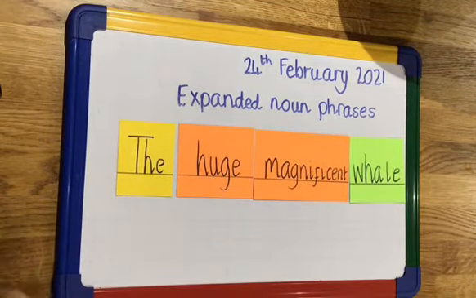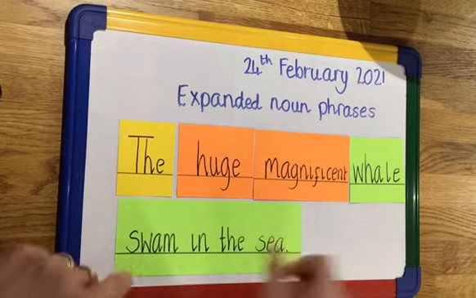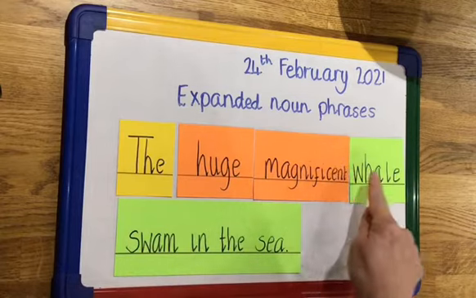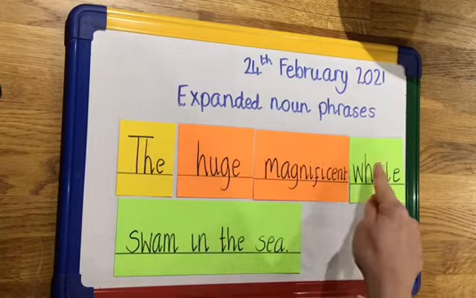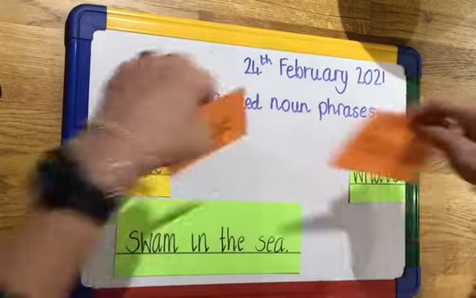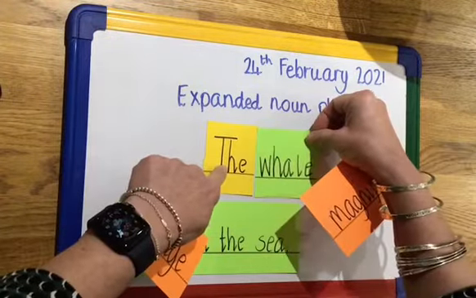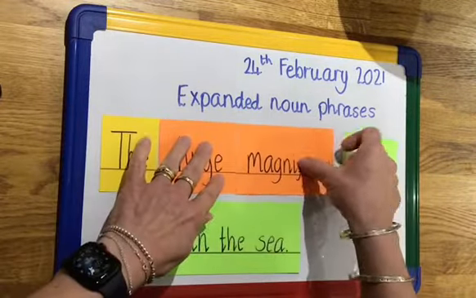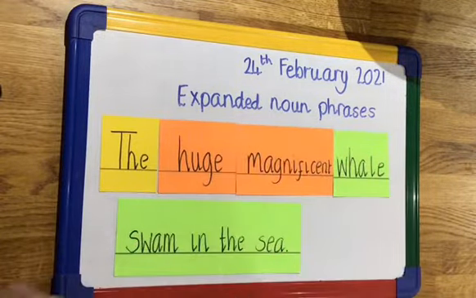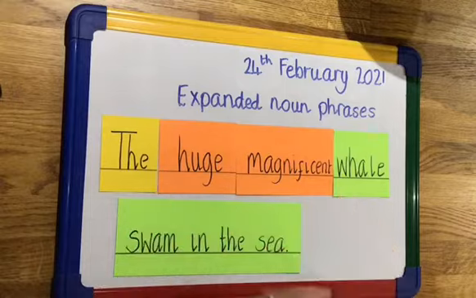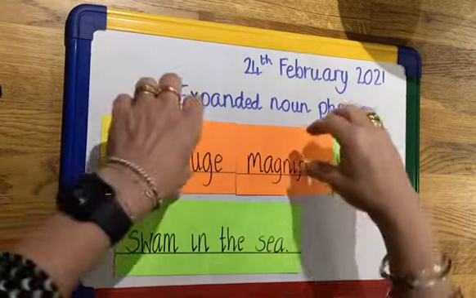And then I could finish off my sentence, swam in the sea. And that would have created a more interesting sentence with an expanded noun phrase, the huge, magnificent whale. I had my noun phrase, the whale, and I expanded it. I made it bigger by adding some adjectives to describe the whale. Now, adding adjectives in front of the noun to expand the noun phrase is one way of creating an expanded noun phrase. There is another way.